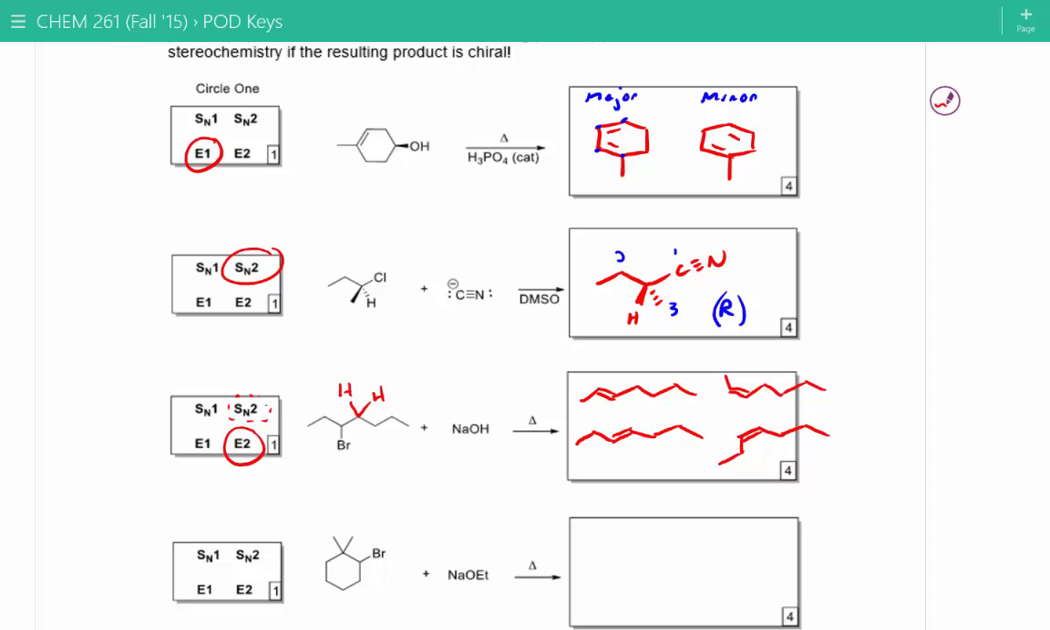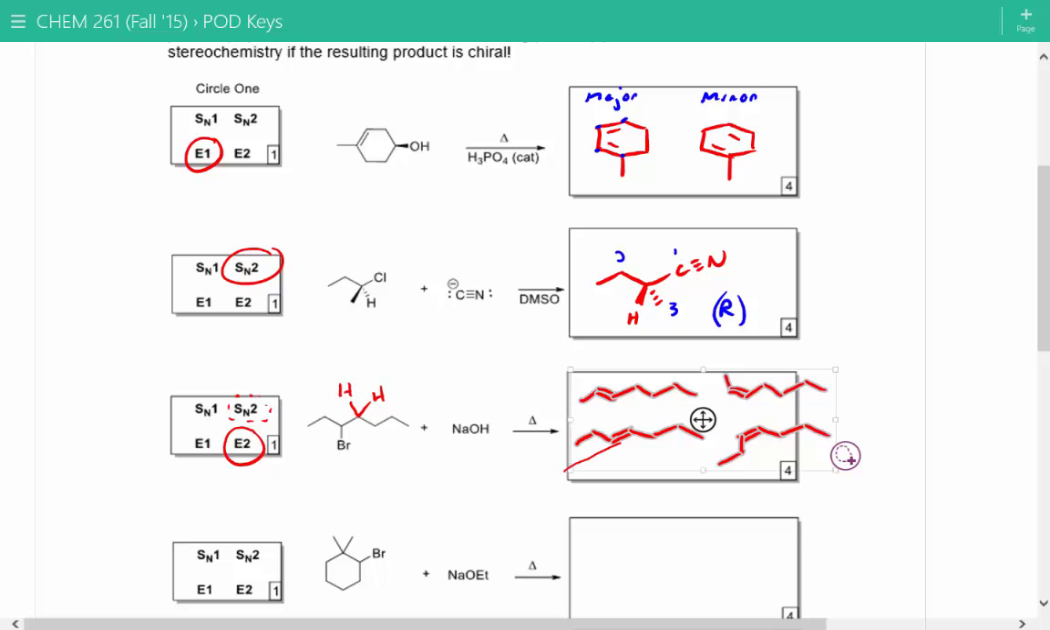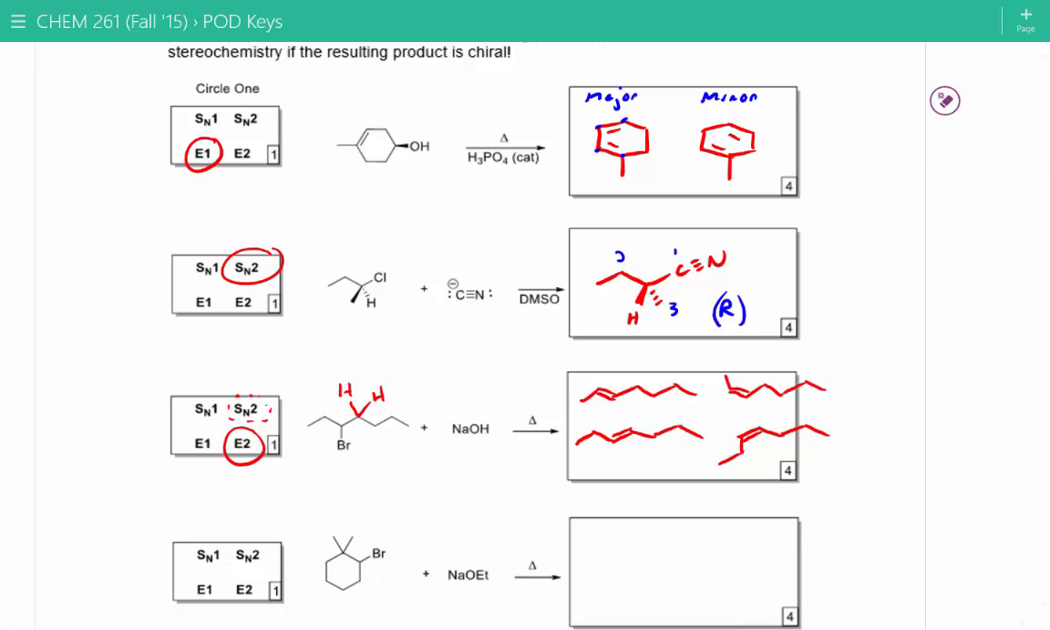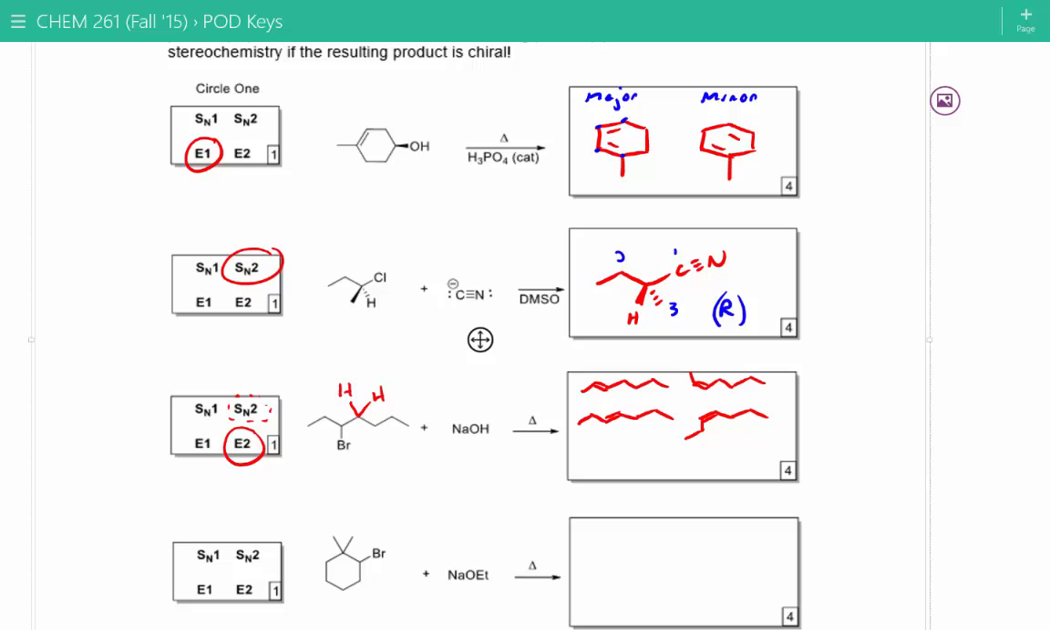And then if you really want to be thorough, you could draw that minor SN2 product. So I'm going to shrink these down a little bit. There we go. And our minor product might look something like this.